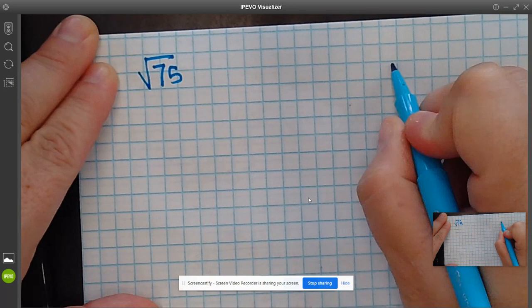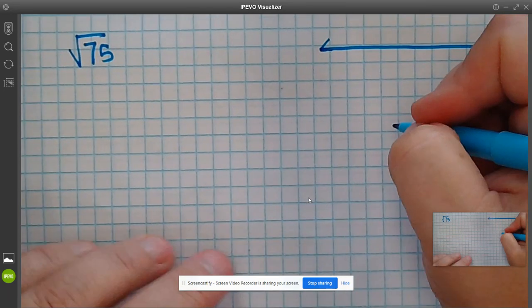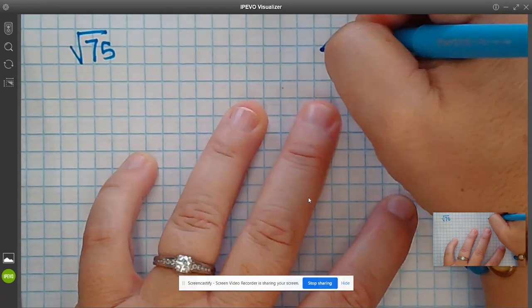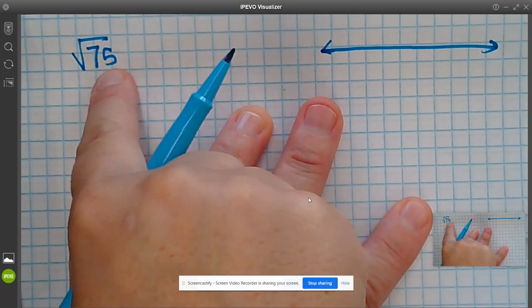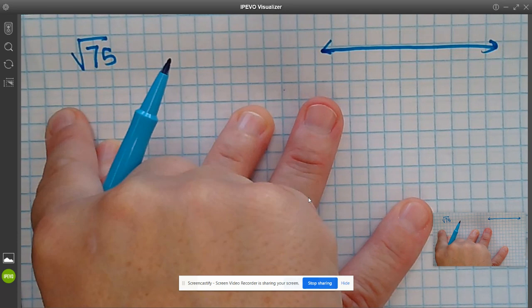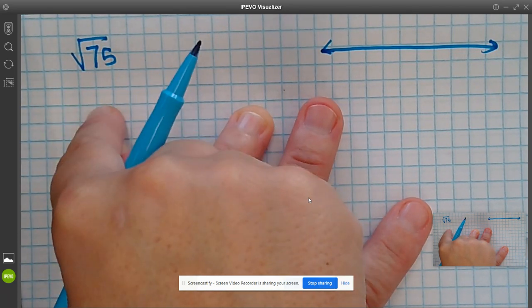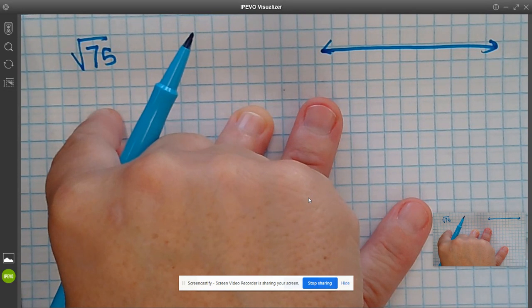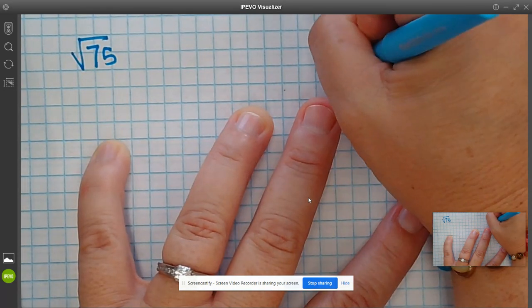So first of all, you could use the method we've been using so far, okay? Which is think about your perfect square roots. So I need to go less than 75. So, 5 times 5 is 25. 6 times 6 is 36. 7 times 7 is 49. 8 times 8 is 64. That's getting close. So I'm going to put 8 here.